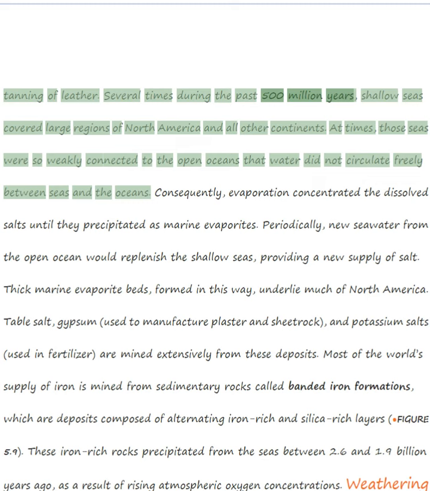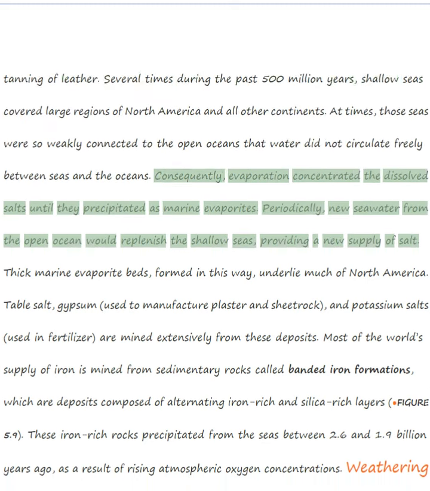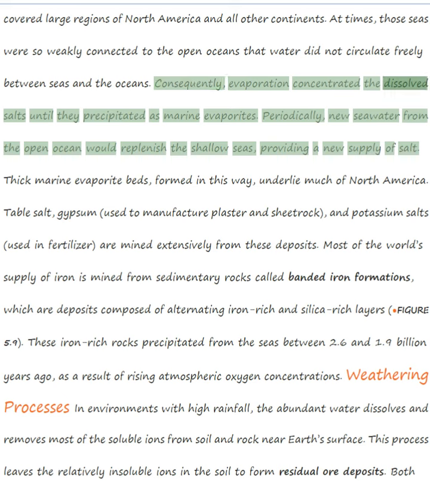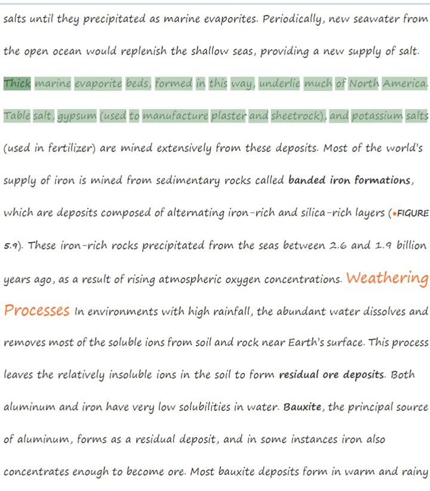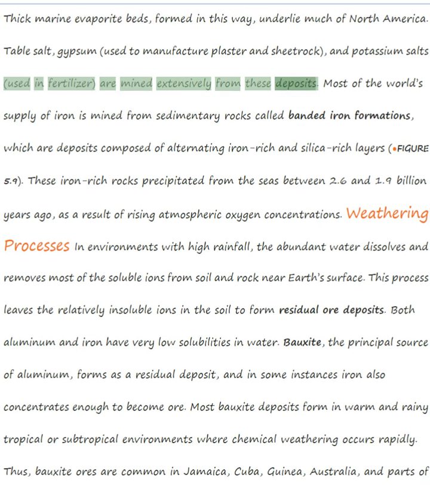Several times during the past 500 million years, shallow seas covered large regions of North America and all other continents. At times, those seas were so weakly connected to the open oceans that water did not circulate freely between seas and the oceans. Consequently, evaporation concentrated the dissolved salts until they precipitated as marine evaporites. Periodically, new seawater from the open ocean would replenish the shallow seas, providing a new supply of salt. Thick marine evaporite beds, formed in this way, underlie much of North America. Table salt, gypsum, and potassium salts are mined extensively from these deposits.